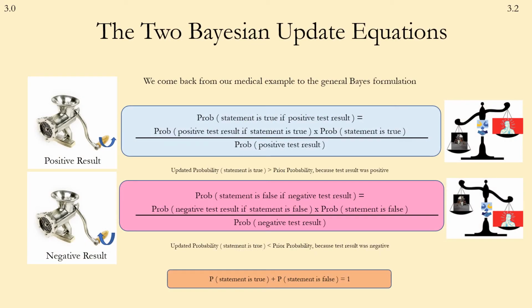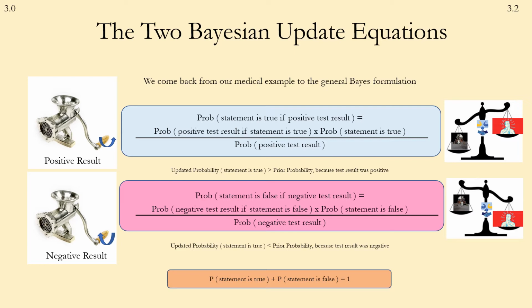Where we left off at the end of part 2 is to have 2 expressions for the Bayesian update. And what we're going to do here is come back from our medical example to the general Bayes formulation. So the formulas shown in the baby blue box and the baby pink box are for any test of any statement. It's not limited to medical at all.